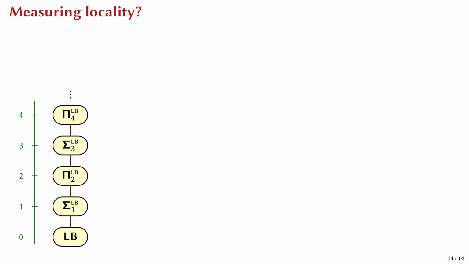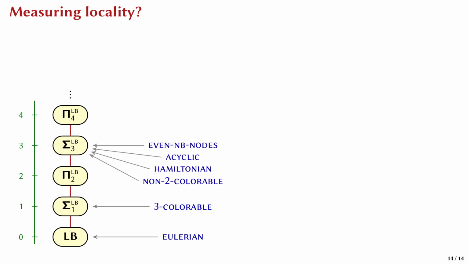Now let's go back to the idea of measuring locality. Here's again the local bounded hierarchy, and now let's place some more properties on this scale. We already had Eulerianness at level 0 and 3-colorability at level 1. And as we've just seen, spanning trees allow us to place many natural properties at level 3 at most. By the way, one property I haven't mentioned so far is acyclicity, which lies at that level for the same reason as the others. We've also seen that spanning trees allow us to negate purely local properties, provided we're willing to pay the price of 3 additional levels of alternation.